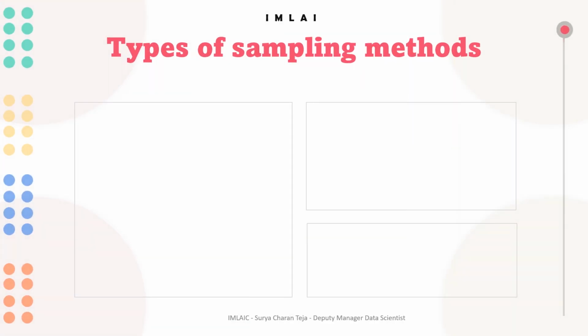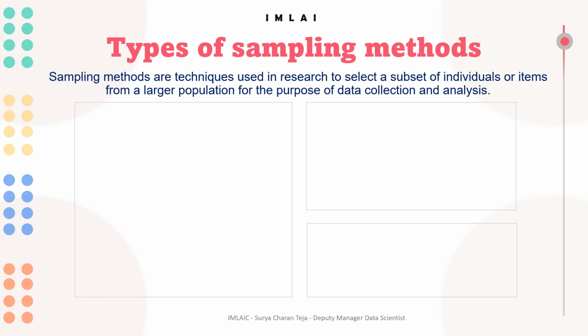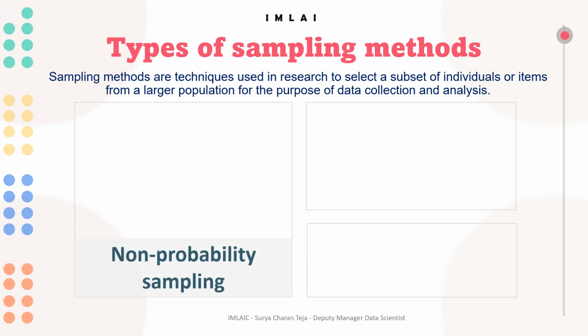So now let's look into the types of sampling methods. Sampling methods, or we can also call them sampling techniques, are used in research to select a subset of individuals or items from a larger population for the purpose of data collection and analysis. The sampling techniques can be divided into three categories. One is non-probability, the second is probability sampling, and the third is mixed.